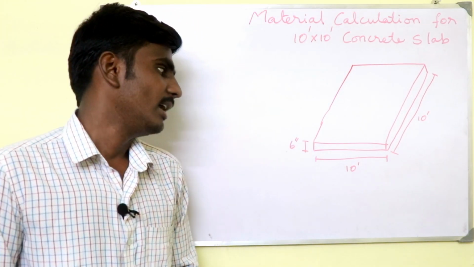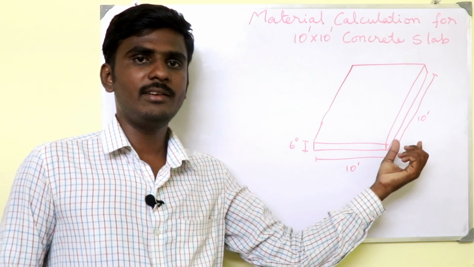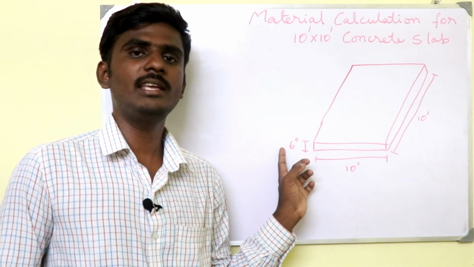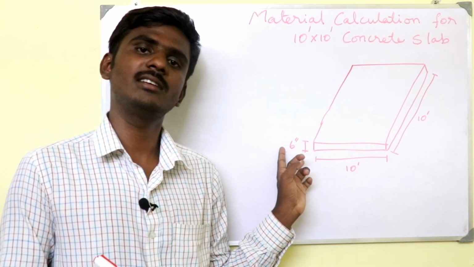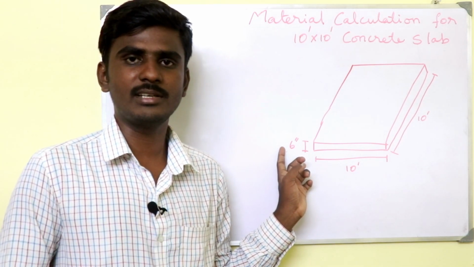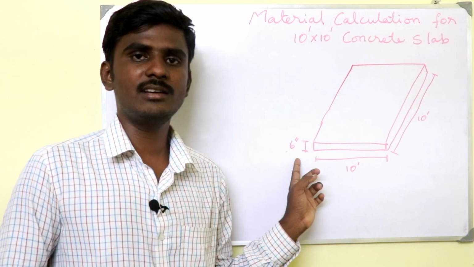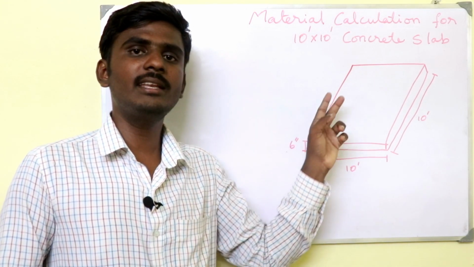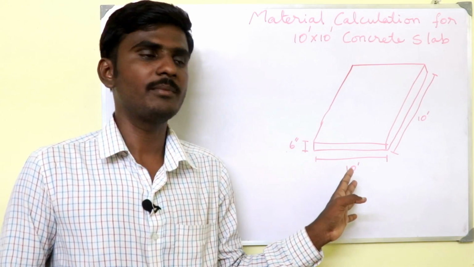Assume this is a 10 feet by 10 feet slab with a 6 inch slab thickness. Normally 4 inch, 5 inch, or 6 inch can be provided as slab thickness. I take 6 inch of slab thickness. So we have to find the material quantity for making the concrete.